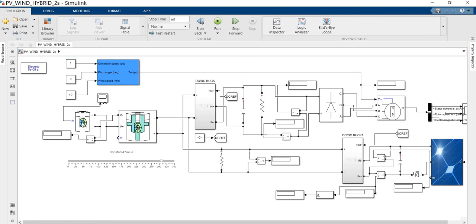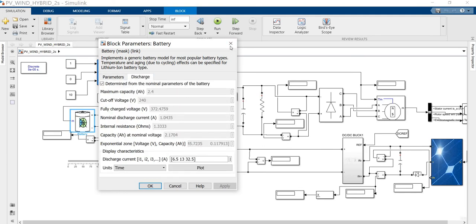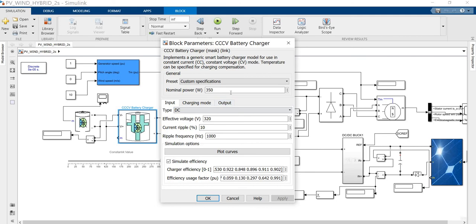Okay, now we are going to see everything. That is 320 volt, we are going to fix. That is the rated capacity, 2.4 ampere hour, we are going to fix. DOD, SOC and SOH are automatically loaded. This is the charge controller, the 350.